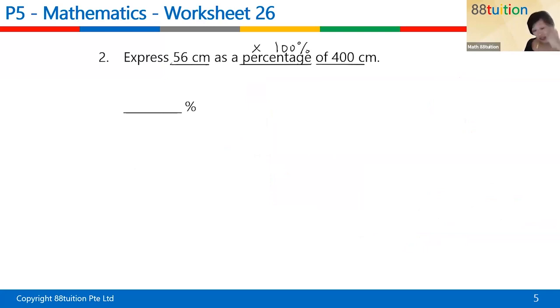So how are you going to express this as a fraction? You put 56 as a fraction of 400. So do you know which one is the denominator? Look out for the word "of", then this one will be the denominator. So divide. Then 1 divided by 4, 16, 4. So you get 14%.